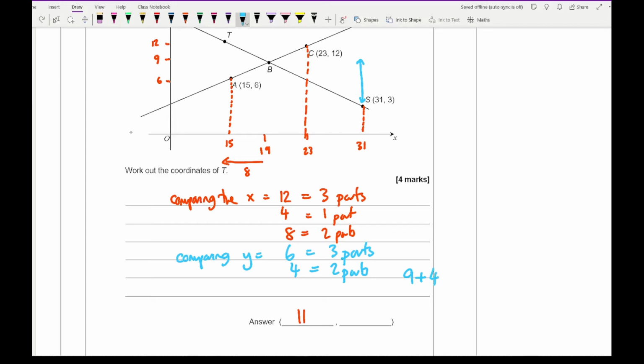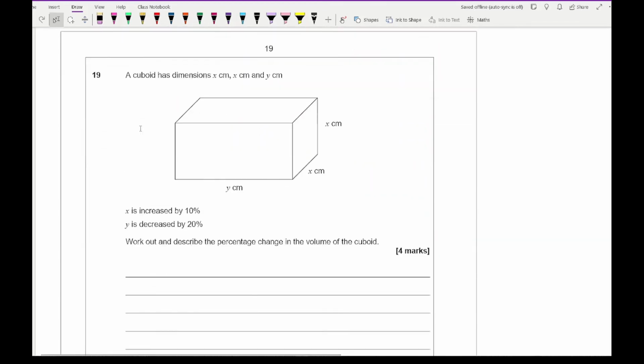Because we're going higher. And 9 plus 4 is 13, so that there gives me my final call. Bit of a tricky one, that one, I'll definitely say.